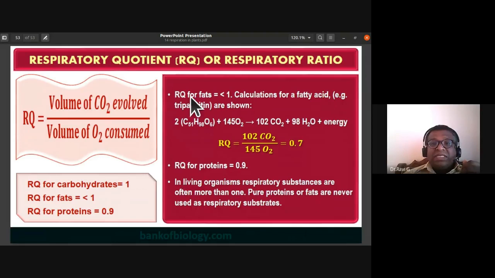Okay. So these are the things that you have to remember for the respiration chapter. So that completes our discussion on the respiration chapter.